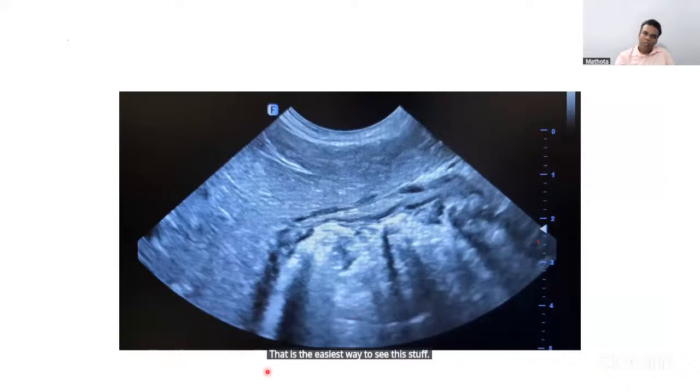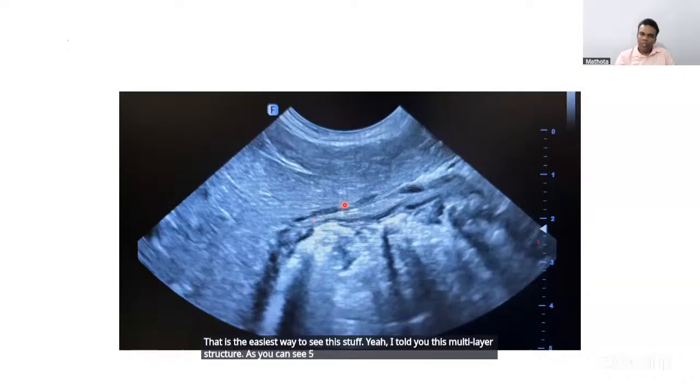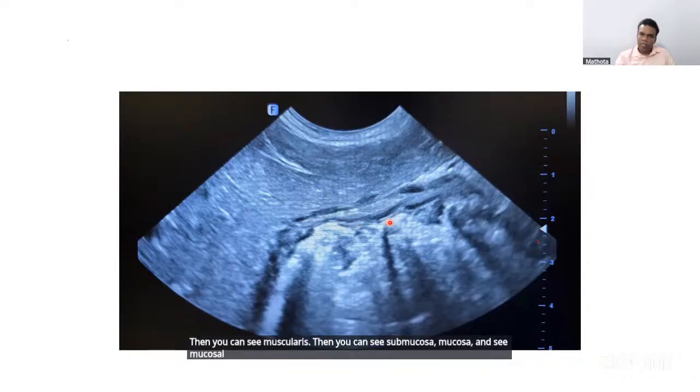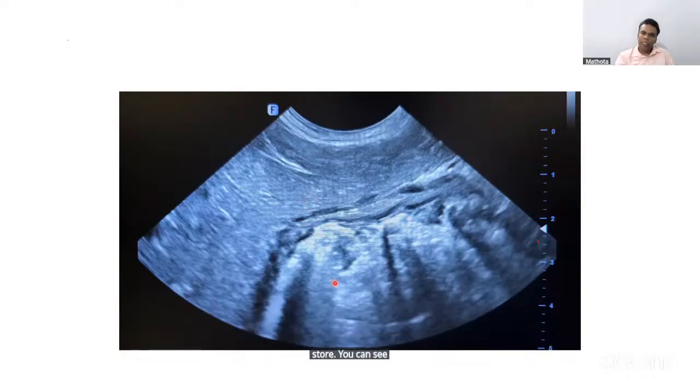Yeah, I told you this multi-layer structure. You can see 5 layers. You can see serosa. Then you can see muscularis. Then you can see submucosa, mucosa, and mucosal layer. Those are the layers of stomach. You can see 5 layers in ultrasound. All intestine also same, you will see these layers.